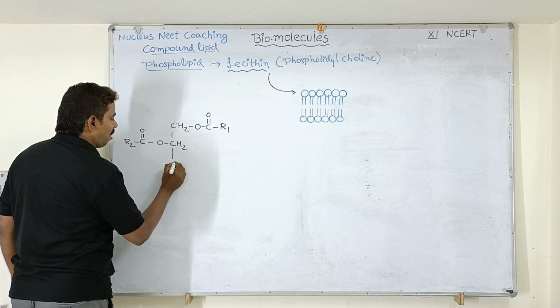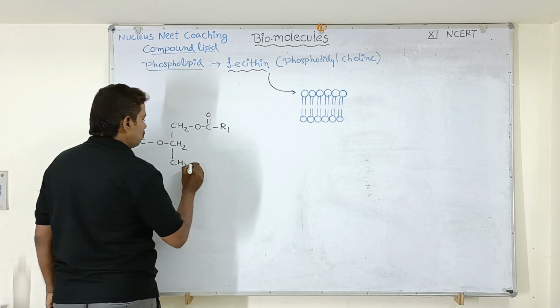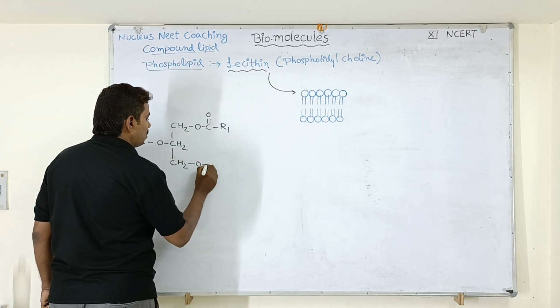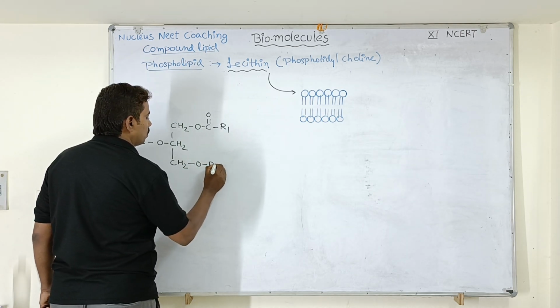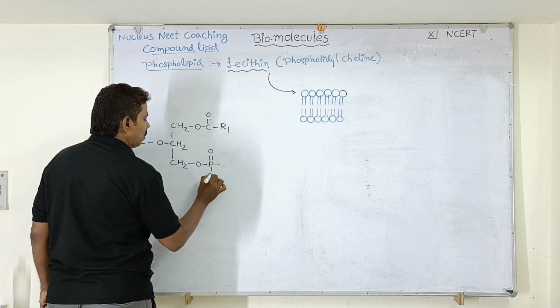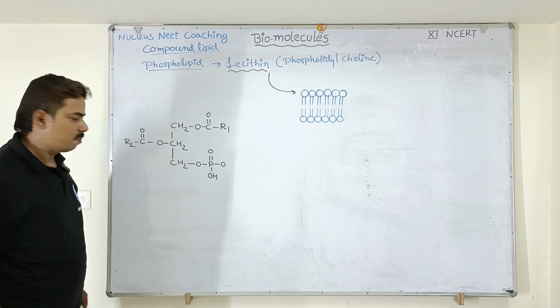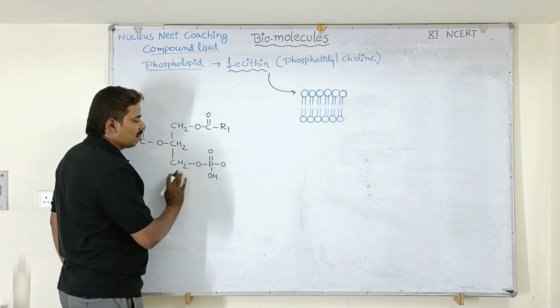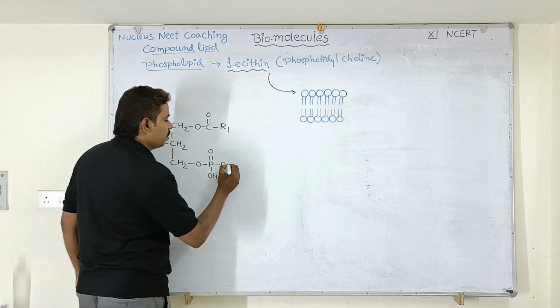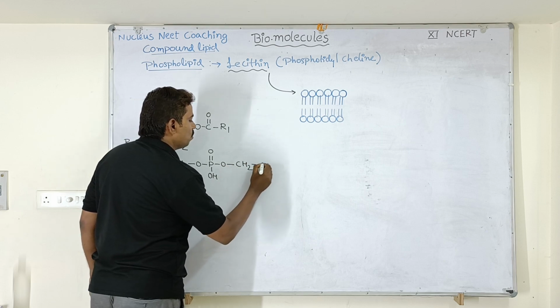Next, the third carbon of glycerol, CH2, attached to a phosphate group, P double bond O, OH O. So this is the phosphate group. Okay, the third carbon of glycerol is attached to the phosphate group. The phosphate group is attached to 2 CH2 groups.